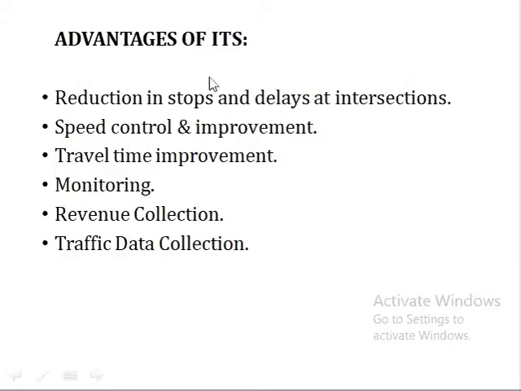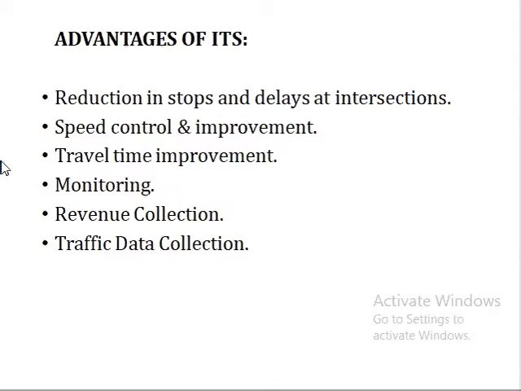There are many advantages of ITS. Reduction in stops and delays at intersections. Automatic traffic signals are also an example of ITS. If the traffic is more, the green time will be more, the delays will be lesser, and there will be a reduction in stops. Speed control and improvement: they are also used to control the speed and improve the speed. When the speed is very low, they are used to control the traffic, which increases the speed.